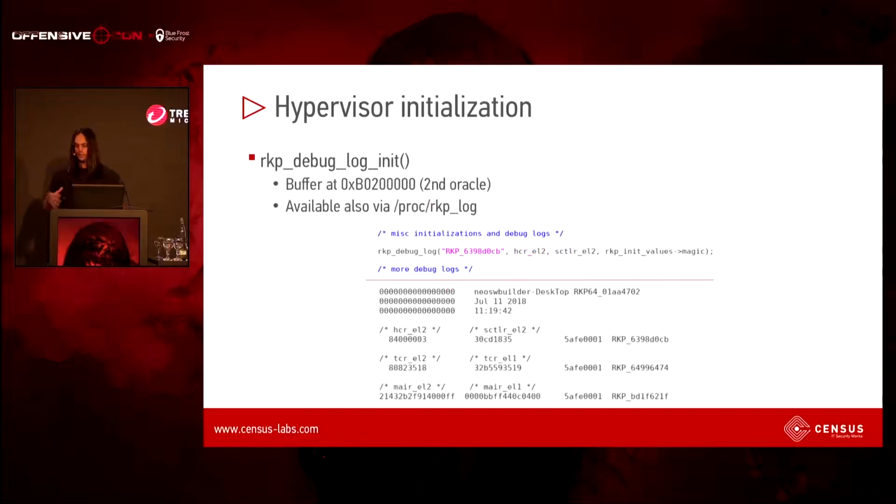RKP debug log init initializes the second oracle, which is available via the same procfs entry, and on the top part of the snippet, we can see it being used and dumping system registers. And we can see the format of an edited snippet below. And this is really important for us because it holds information regarding several system registers which allow us to properly define the framework state.